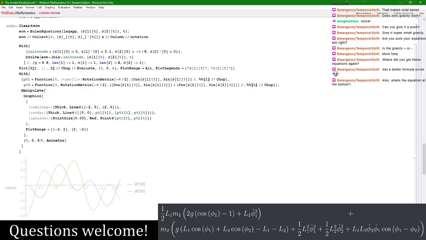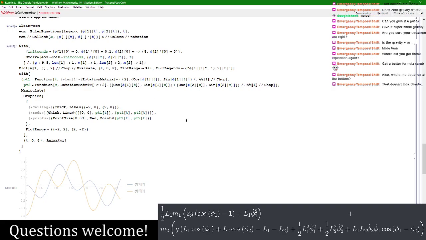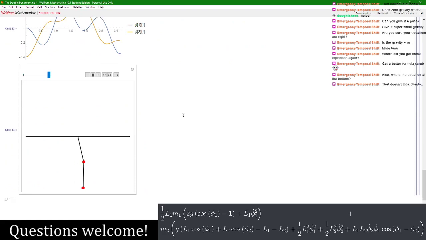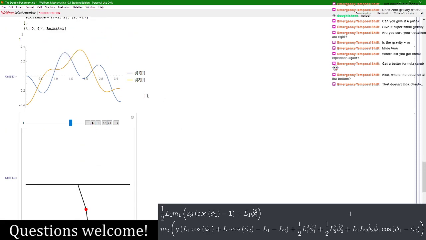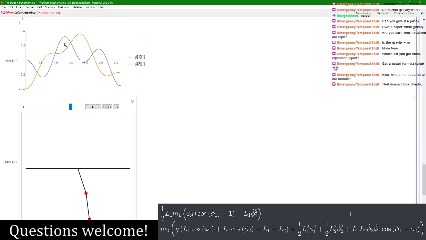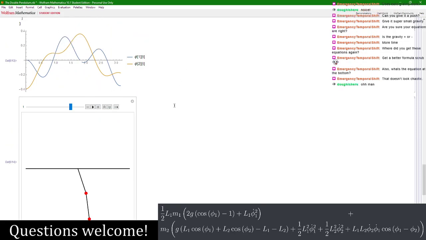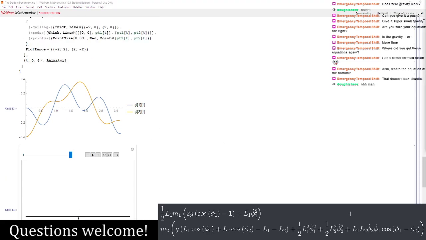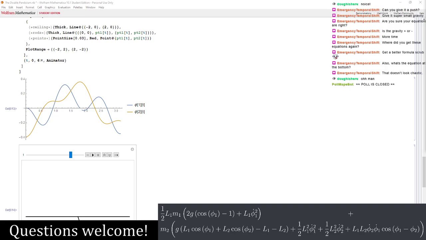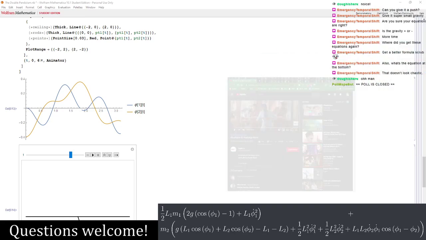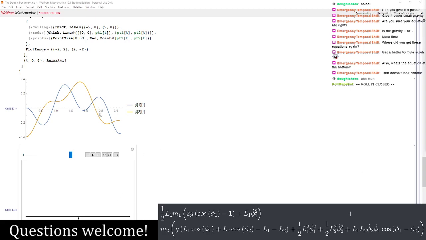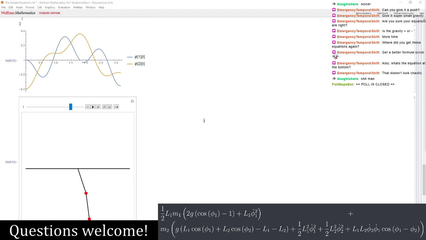What if the second length was twice as long as the first one? It doesn't look twice as long. That doesn't look chaotic. Eh. I mean, it's just sensitive to initial conditions, is what chaotic means. And so I will also work on... Let's finish that poll. Like, it should still look smooth.